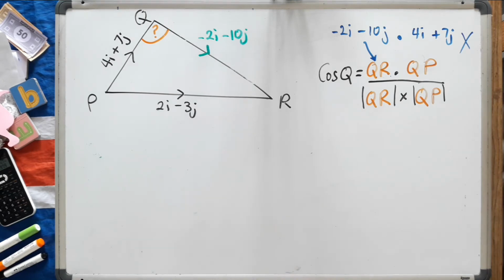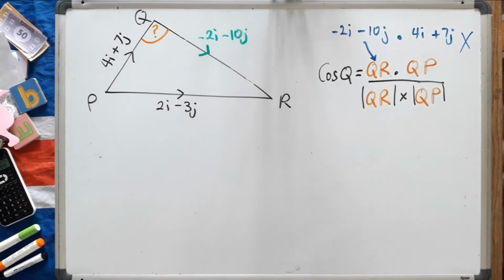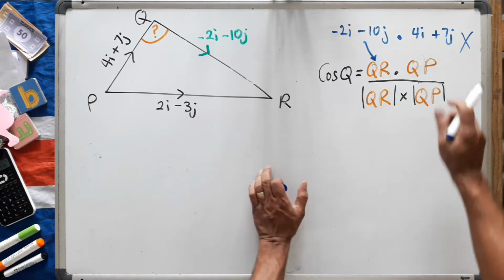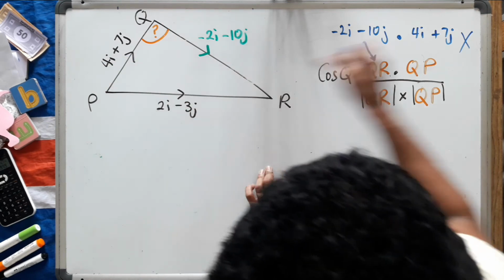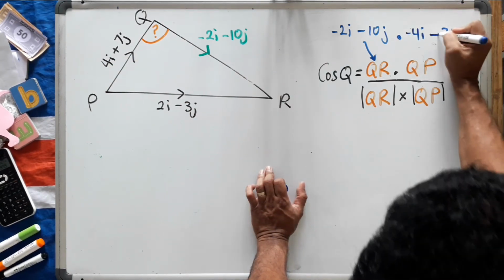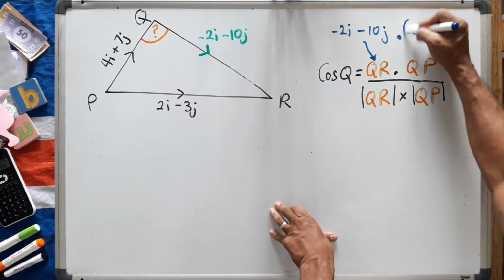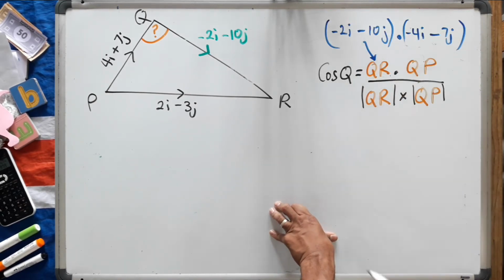Wrong. QP, on the board we have PQ. That's the opposite of QP. QP is this way. So that means it's minus 4i minus 7j. This is correct now. We have to dot product these two vectors.